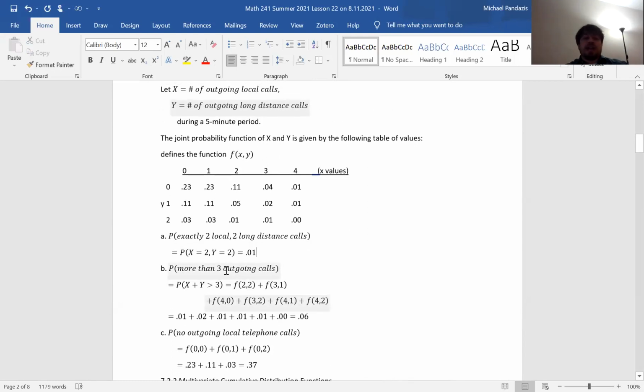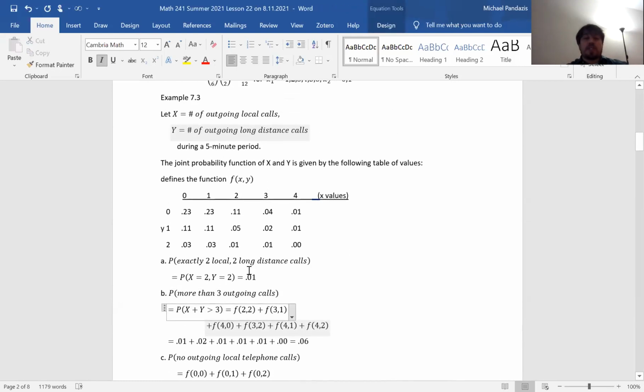Okay, well, it just says outgoing calls, right? It doesn't say long distance or local. And so X plus Y is the total number of outgoing calls during this 5-minute period. We're staying with the 5-minute period the whole time. So what we want to know is what is the probability that X plus Y is greater than 3, right? What is the probability that the total number of outgoing calls is greater than 3? Okay, so well, when is X plus Y greater than 3?